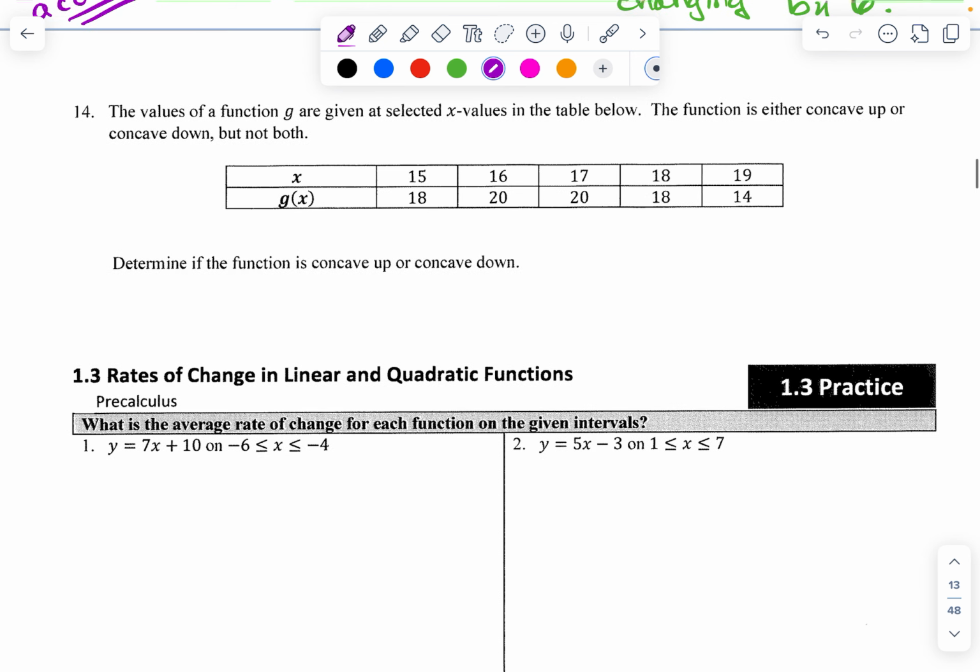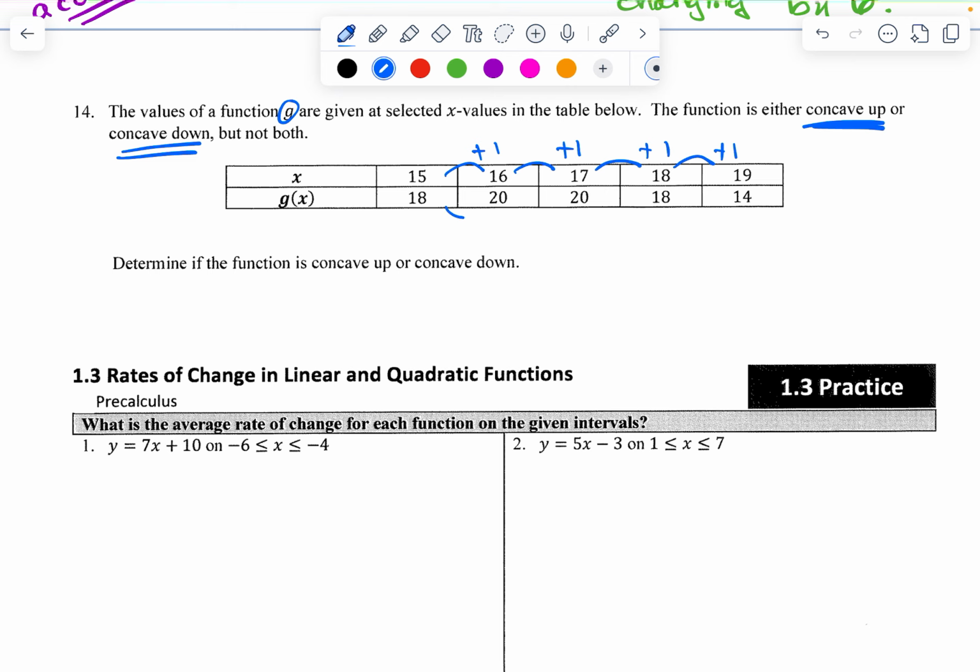We're almost done. For number 14, it says the values of the function g are given by selected x values in the table. The function's either concave up or concave down, but not both. So how do we know what is happening here? Let's look at our x values. They are all increasing by 1, which is really helpful because I know it's a consistent change in x. So let's look at the changes in the g of x values, or the dependent function.